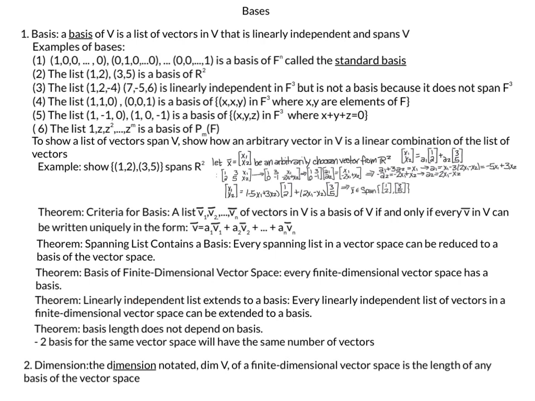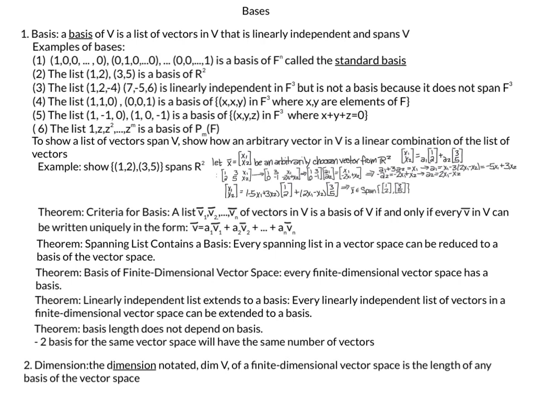The first theorem: a list of vectors, v1 through vn, in a vector space V is a basis for V if and only if every vector in V can be written uniquely as a linear combination of our list of vectors. Second, we have the spanning list contains a basis theorem, and it says every spanning list in a vector space can be reduced to a basis of the vector space. So in other words, the spanning list will contain a basis, but it'll have too many vectors because some of our vectors will be linearly dependent. So when we eliminate the dependent vectors, we'll be left with a basis.